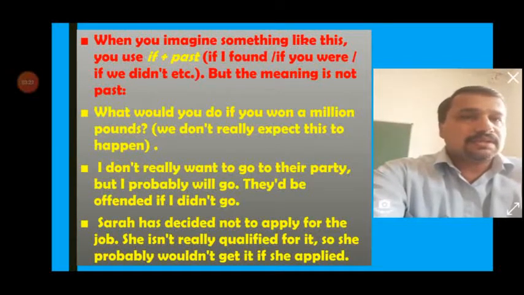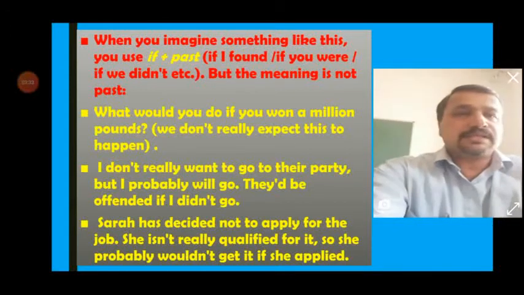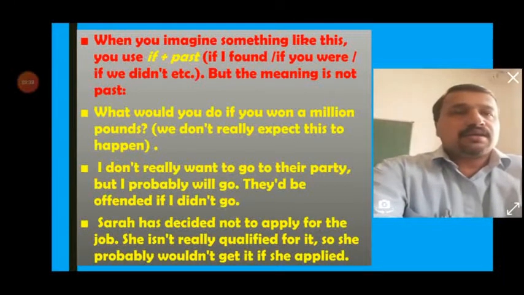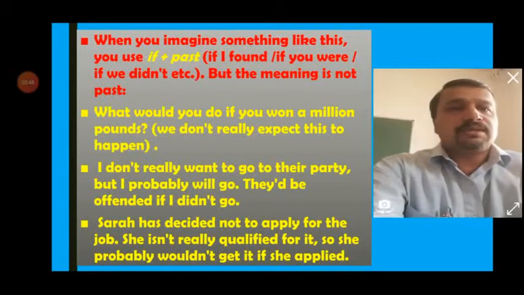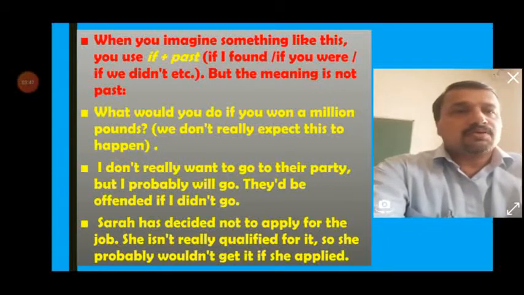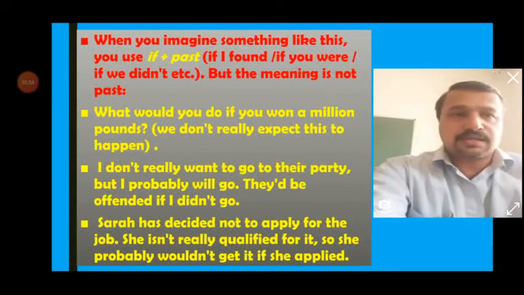So actually the situation is clearly stated. I don't want to go to the party, but if I don't go, they would feel offended. This is the situation. But at the same time, I don't want to create such a situation or make them feel offended. At the same time, I don't want to avoid the party, but my intention is not to attend the party. This is what is exactly stated.